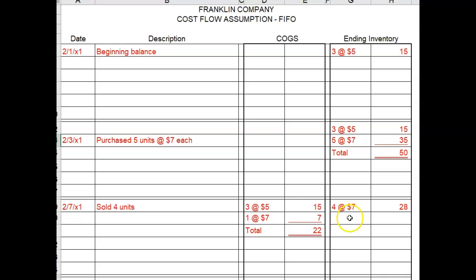The next thing we have to do is to record the inventory that we have after this sale.